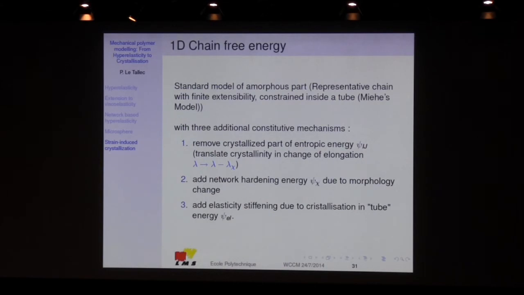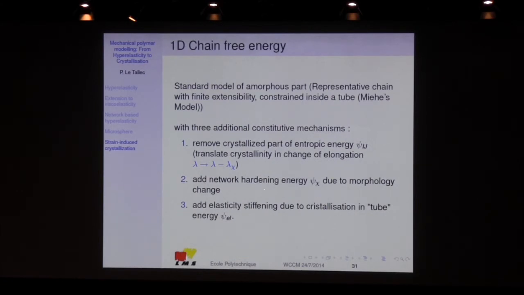So, for the free energy, use the same model as Christian Miehe with the chain energy and with the tube, except that you assume that crystallization will freeze part of the chain. The chain which is crystallized will not move. So the active part of the chain is the remaining part of the chain. That means you have fewer degrees of freedom to make the elongation. The real elongation is not the total elongation, but the total elongation minus the part which is frozen by crystallization.